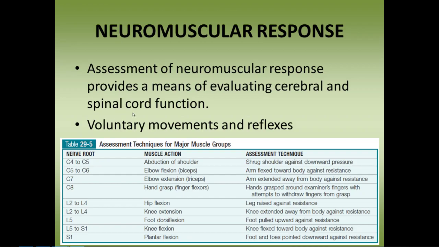How do we assess our nerve roots? First, for C4 to C5, to see if there is a problem with our C4 and C5, we let the patient shrug the shoulder against downward pressure. If the patient is able to shrug his shoulder, if he raises his shoulder despite the pressure, it means the C4 to C5 of our patient is properly functioning. So that is for your neuromuscular response.